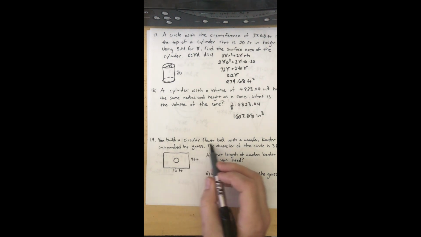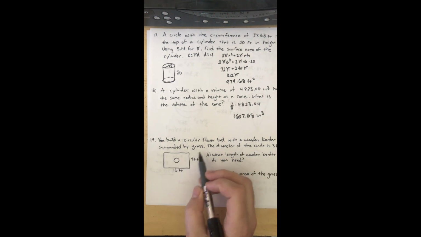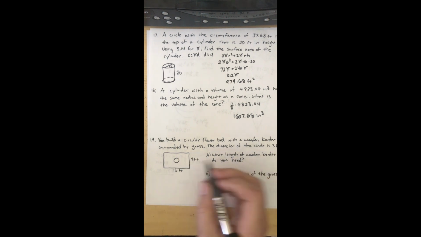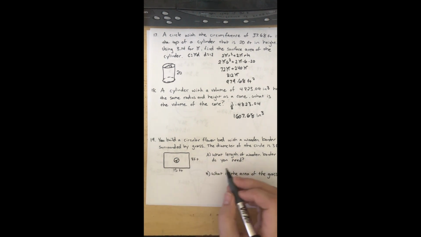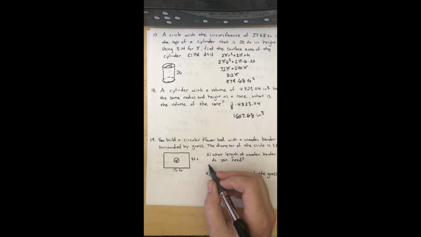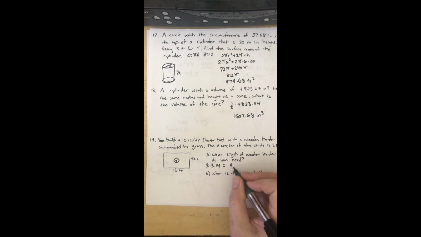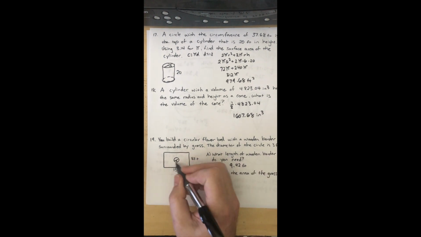All right, the last one. You build a circular flower bed with a wooden border surrounded by grass. Okay, there's my flower bed with a lot of grass. The diameter of the circle is 3. What length of wooden border do you need? Well, that's going to be the diameter times pi, 3.14, and that's going to be 9.42 feet. So I need 9.42 feet to do this border.